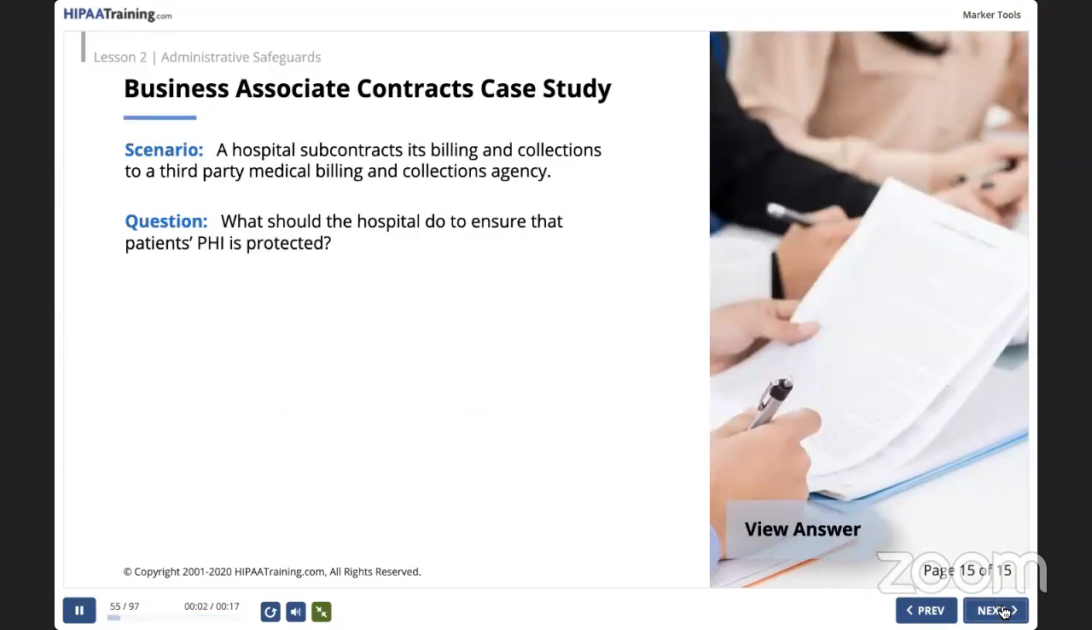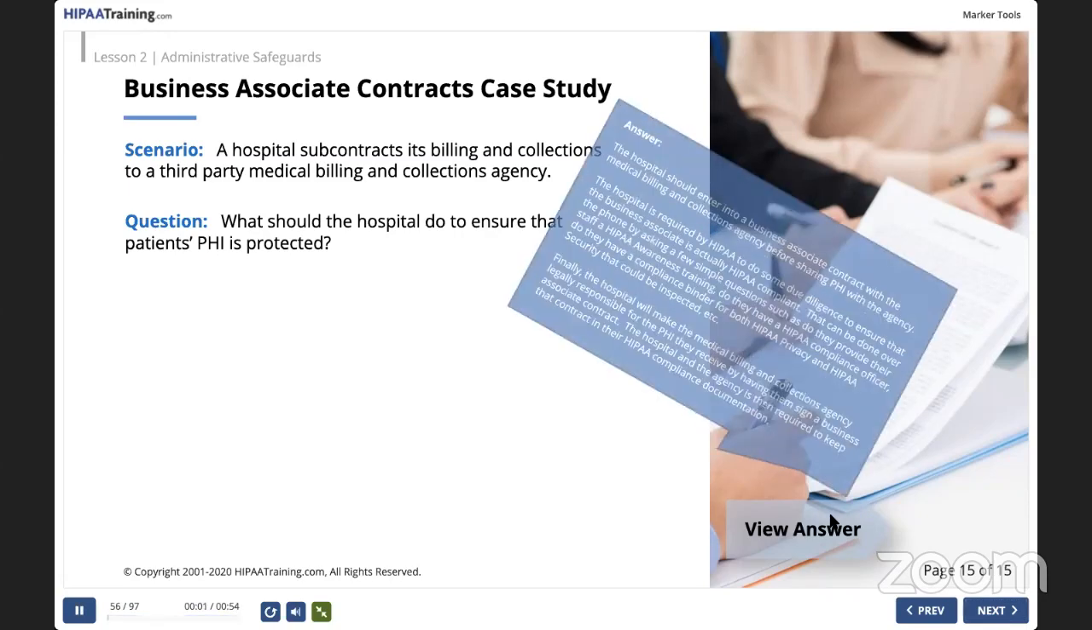Business associate contracts case study. Scenario: a hospital subcontracts its billing and collections to a third-party medical billing and collections agency. Question: what should the hospital do to ensure that patients' PHI is protected?